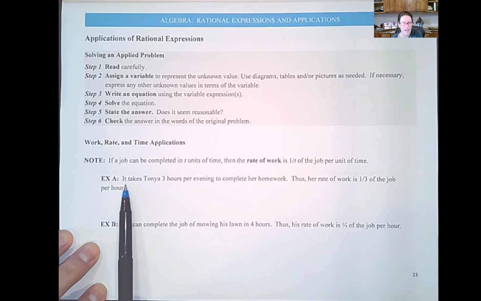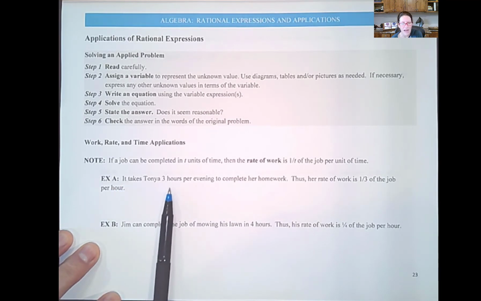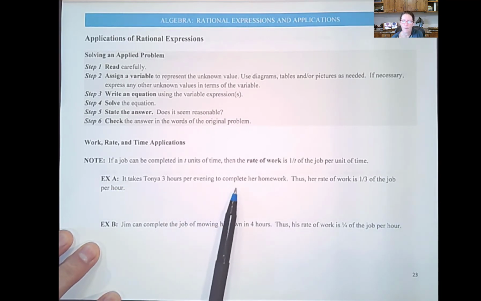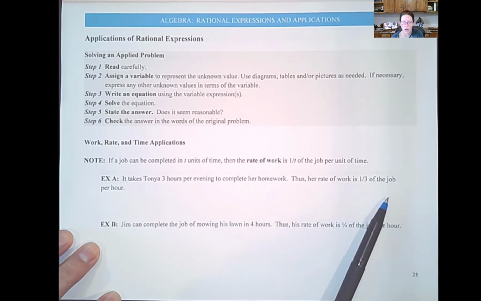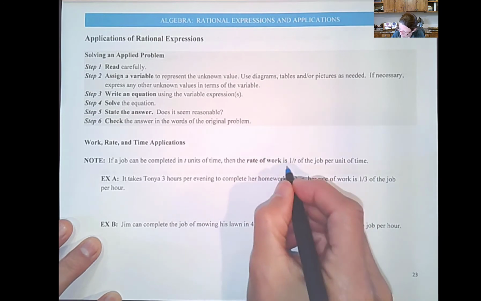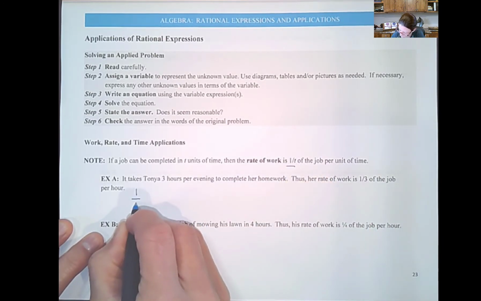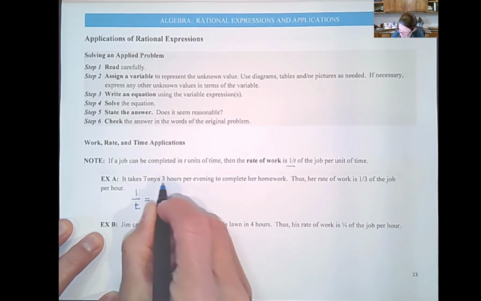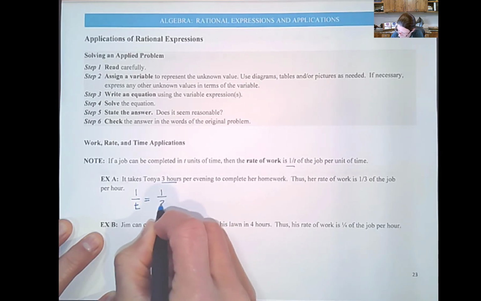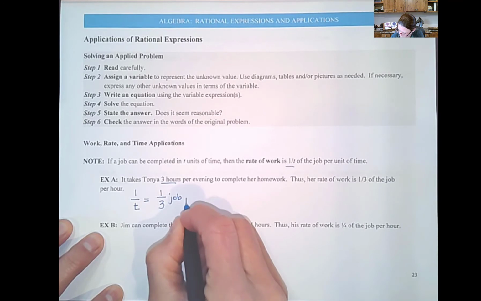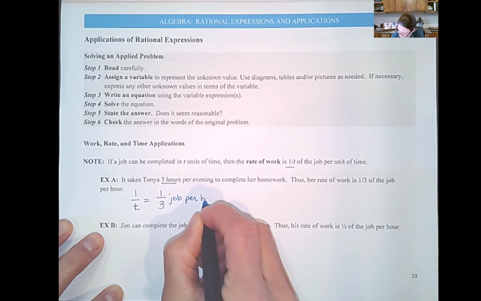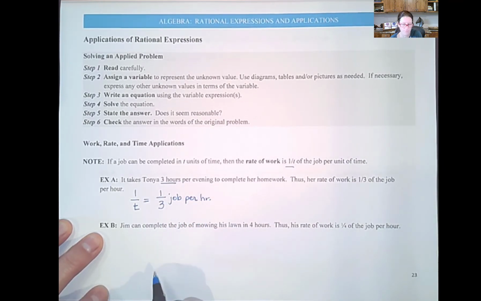In example A, it takes Tanya 3 hours per evening to complete her homework. Thus, her rate of work is 1/3 of the job per hour. That is 1 over the time it takes, 1 over 3, or 1/3 of the job per unit time, in this case per hour.